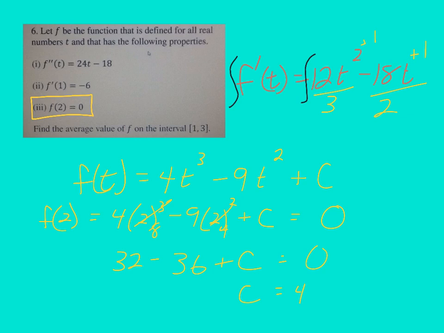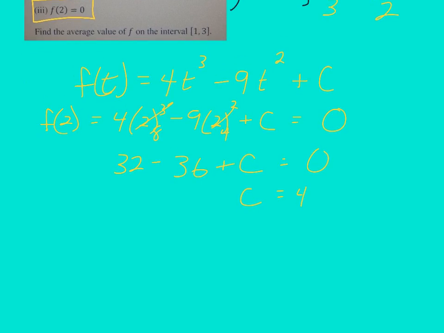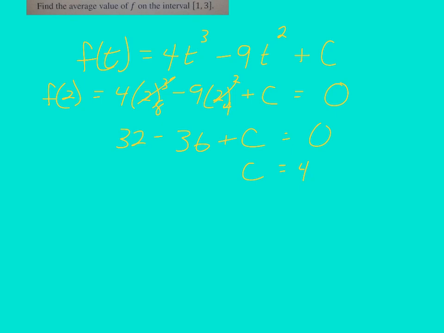So now I know f. f of t is 4t cubed minus 9t squared plus 4. The c is 4. So there's f of t. Now that I have the function, I can find the average. So I'm going to just copy this over.